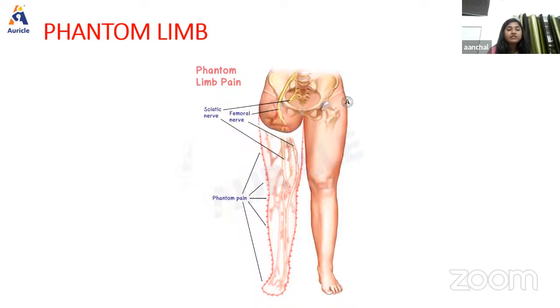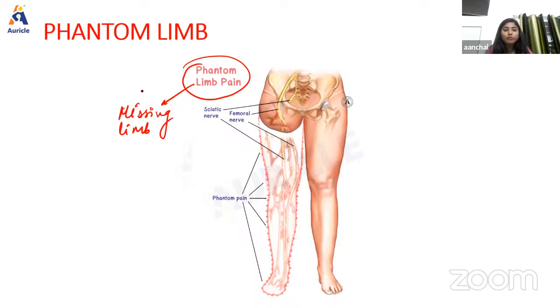Now, several examples we have discussed in the last class. Just one more example we are going to discuss about the law of projection: sensation complained of by an amputated patient in the missing limb. That is phantom limb. So this is the best example of law of projection. Phantom limb is the example of law of projection.